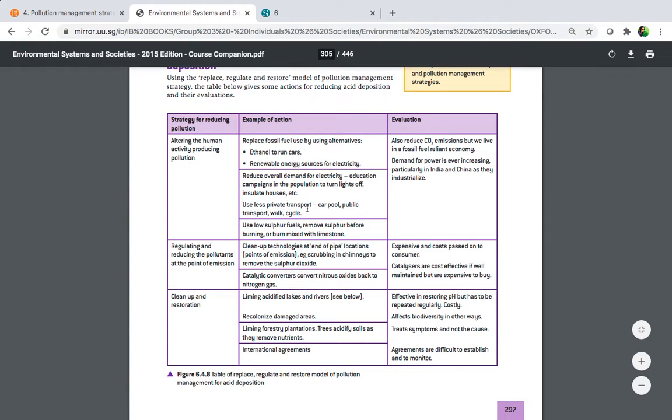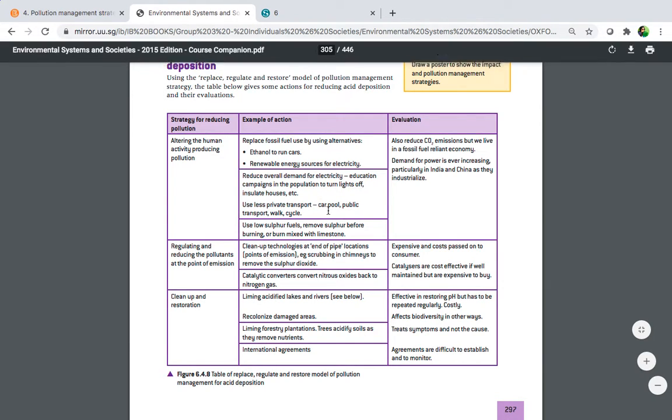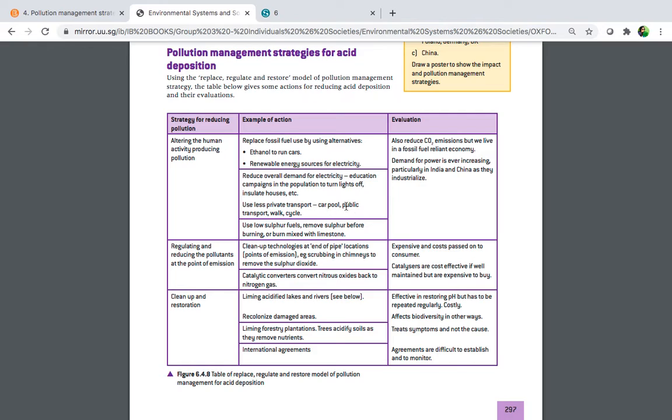Use less private transport. Promote carpool, when you take a ride with people, more than five people in your car. Public transport, walk and cycle. Another one is use low sulfur fuels, remove sulfur before burning, or burn mixed with limestone.